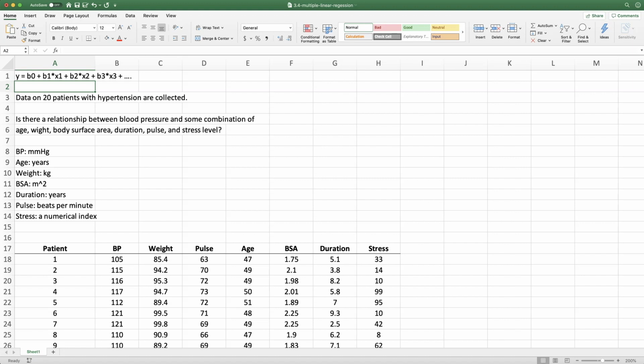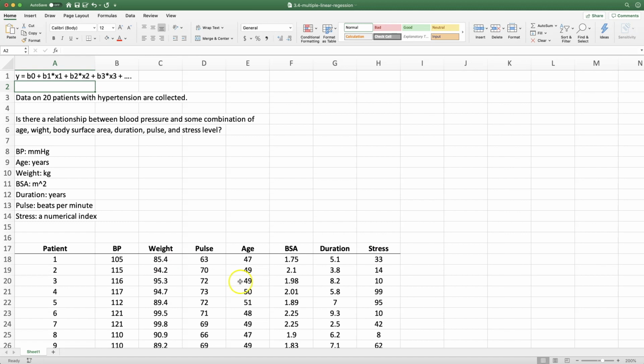And we can use Excel to find the values of the intercept and the slopes for as many variables as we'd like. Today, we're going to determine whether blood pressure, our response variable, depends on some combination of weight, pulse, age, body surface area, duration of hypertension, and stress level for some hypertension patients. We randomly sampled 20 hypertension patients, collected their data on these variables, and summarized it in the table here.